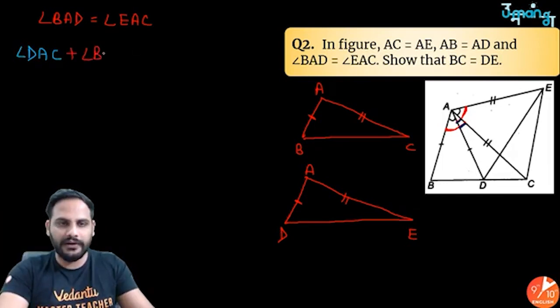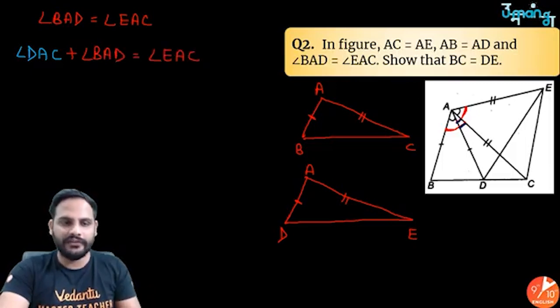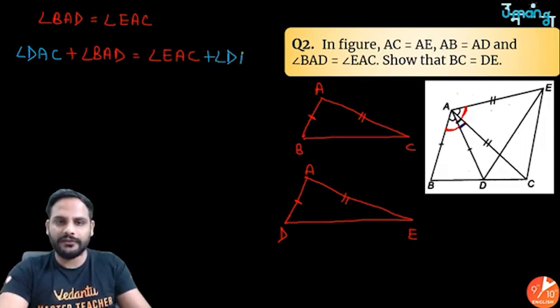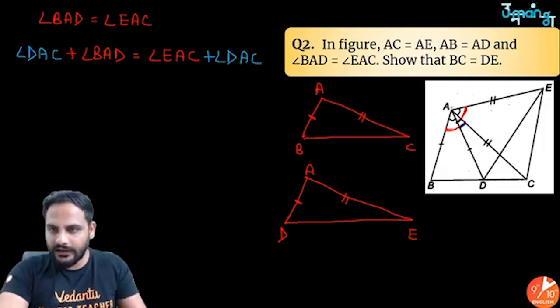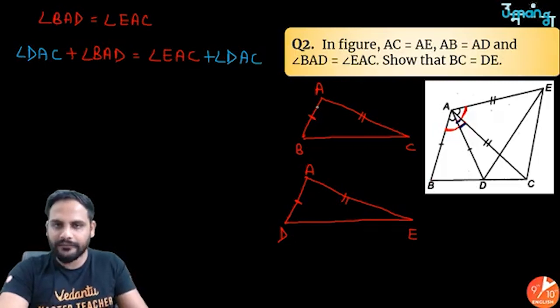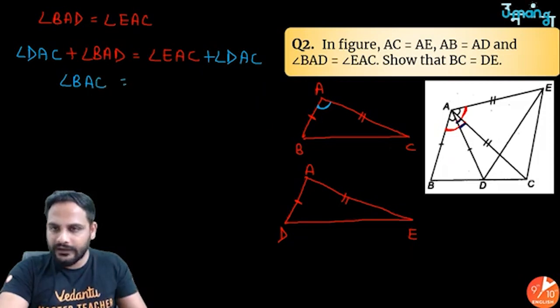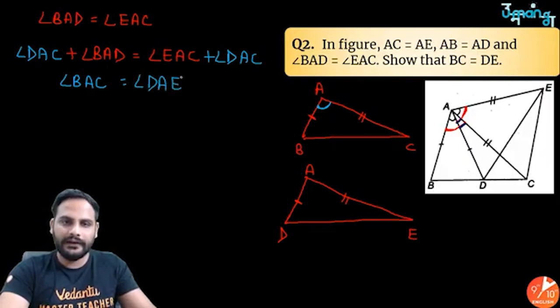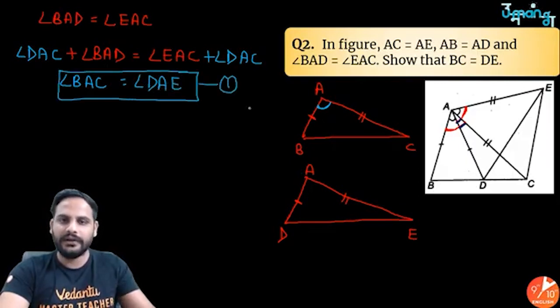So angle BAD plus angle DAC, and here angle EAC plus angle DAC. Angle BAD is equal to angle EAC was given, so I am adding angle DAC on both the sides of this equation. By doing that, angle DAC plus angle BAD gives me this complete angle, angle BAC. And here, angle DAC plus angle EAC gives angle EAD, or DAE, anything. This is the result I have got. Say result 1.